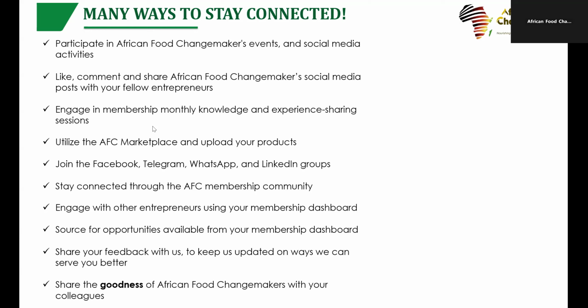The membership dashboard is like a LinkedIn. You can go there and engage with other people posting there. You can post, make comments on other people's posts, like other people's posts, share posts, just engage. And you can also share your projects, the projects that you are doing, the impact you're making, that you want to tell your story. You can do that on your membership dashboard.